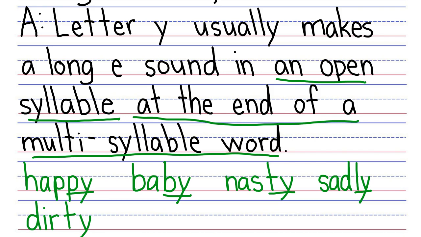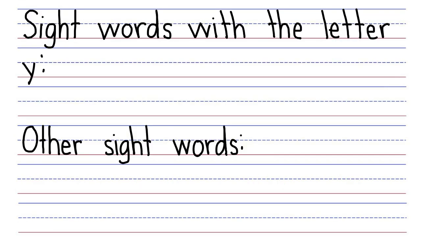So now you know when letter Y makes its consonant Y sound, when it makes its short I sound, when it makes its long I sound, and when it makes its long E sound. Then there's just a few more things you need to know about letter Y. One of those is, what are the sight words with the letter Y? Here are some common ones.